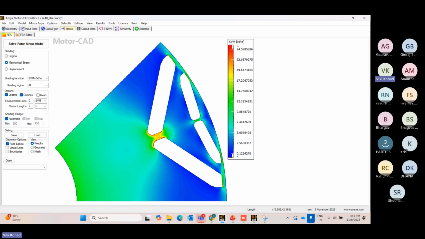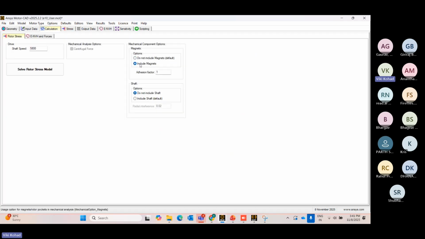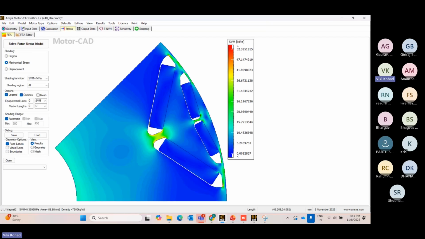So if you are adding the magnets, then what happens? Include magnets now. Just calculate the rotor stress parameter. Here the magnets you can see. Now the stress parameter is almost doubled, which is 52.38. So it is concluded that when you are adding the magnets here, the magnet is also responsible for adding some stress value at the rotor.